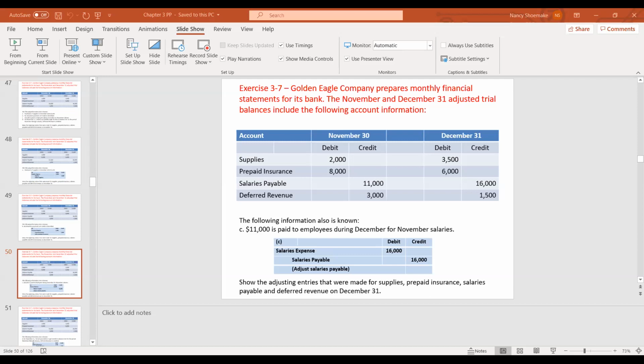But what adjusting entry had to happen that we have 16,000 sitting in salaries payable at the end of December? Well, wouldn't it have been that we had in December a salaries expense of 16 and we showed a salaries payable of 16 that probably won't get paid until January? You see how we came up with that 16,000 here?